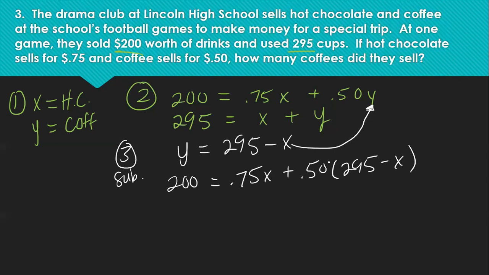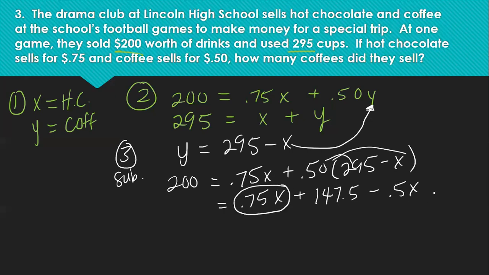Yes. So after we substitute, we distribute. What is half of 295? 147.5 minus 0.5X. After we distribute, we then do what? Combine like terms. So we have 75 cents minus 50 cents equals 25.